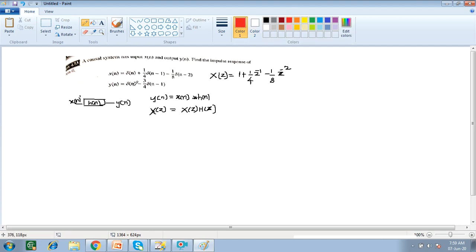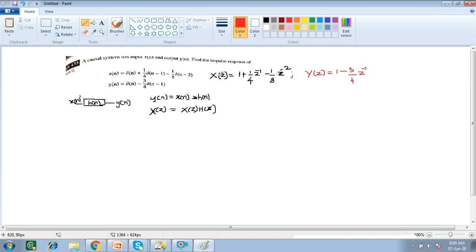Similarly, we go for finding y of n's z transform. Let's write it here. Y of n's z transform is y of z. Here del of n is there, so the z transform of del of n is 1. Then the next term is minus 3 by 4, and del of n minus 1's z transform is z raised to minus 1. So we use this equation.